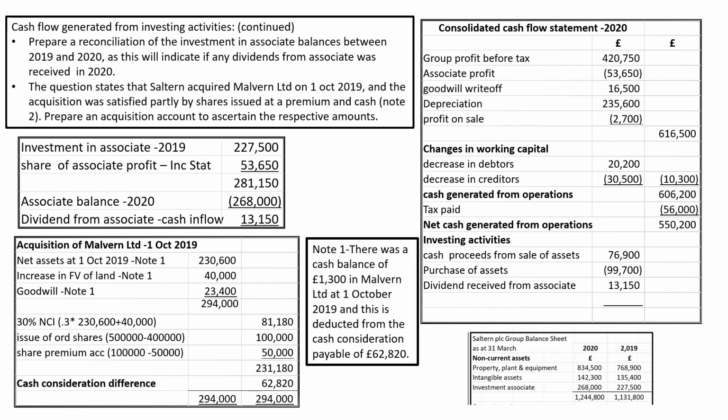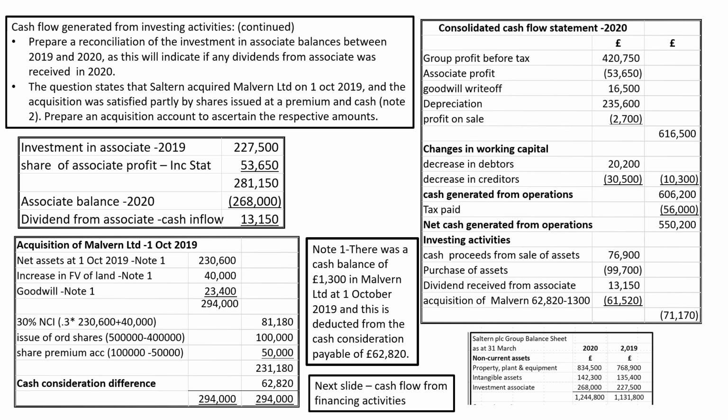62,820. Now in note 1, there was a cash balance of 1,300 in Melbourne Limited on 1st of October 2019. And this is deducted from the cash consideration payable of 62,820. So the actual acquisition cost was 61,520. And that gives us a cash outflow in investing activities of 71,170. In the next slide, we'll compute the cash flow from financing activities.